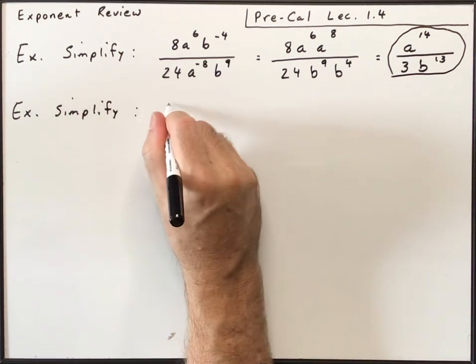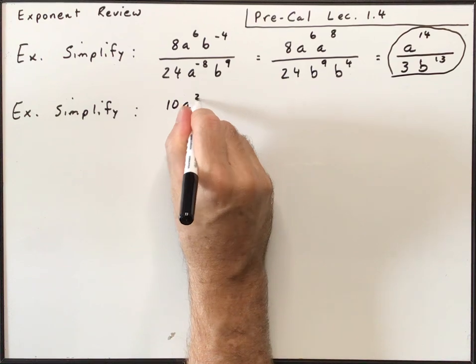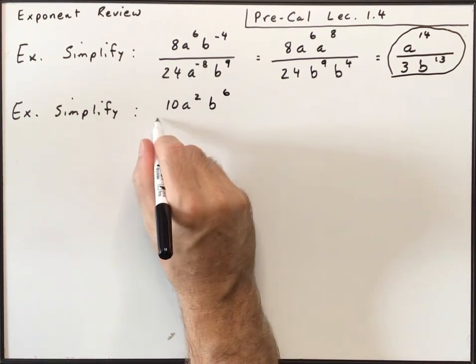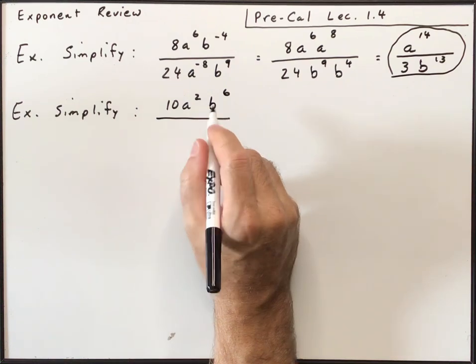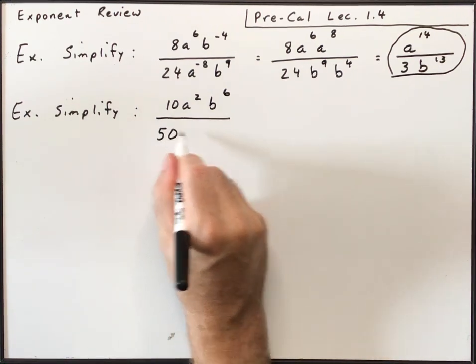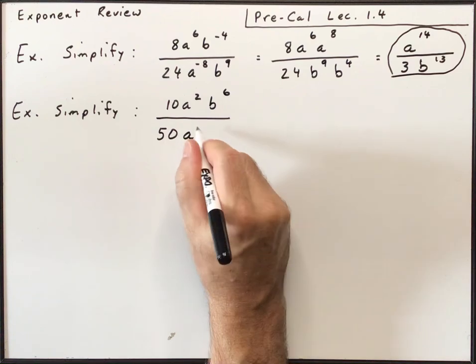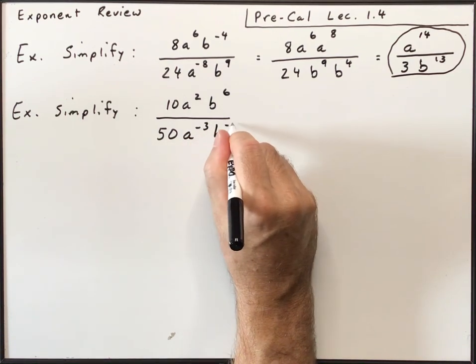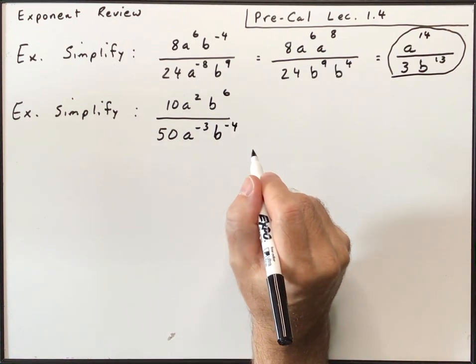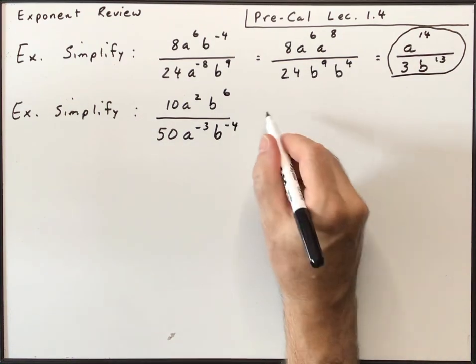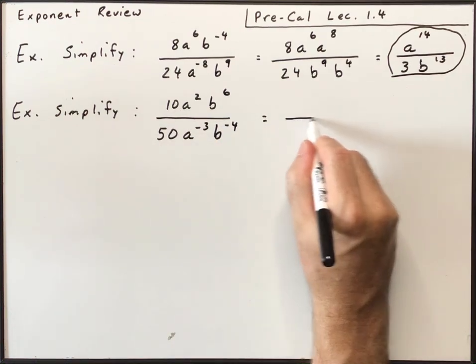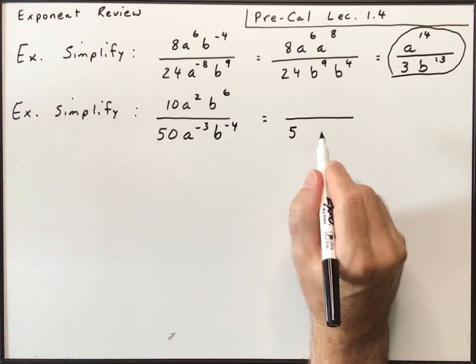All right, let's say we have 10 a squared b to the 6th over 50 a to the minus 3 b to the minus 4. Again, I want all exponents to be positive. 10 over 50 is the same as 1 over 5, right? So I can just have a 5 on bottom.